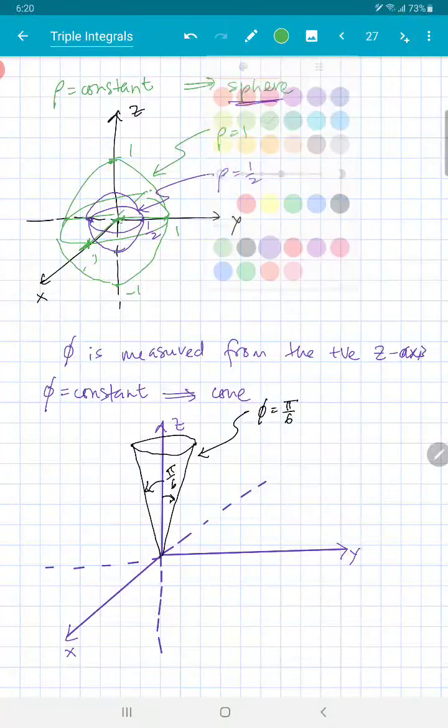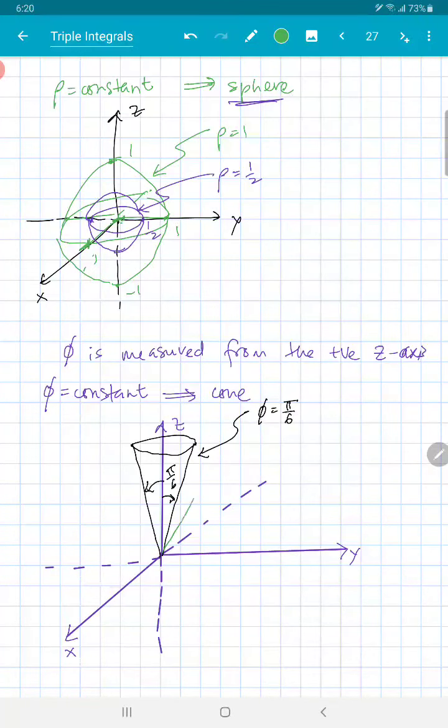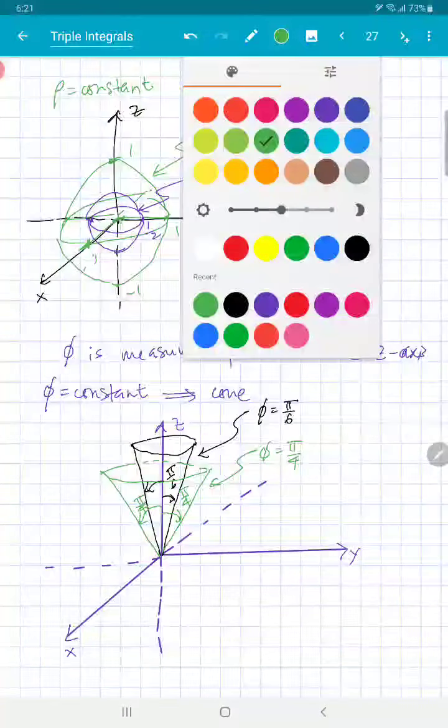Now let's say this angle here is pi over 4, or 45 degrees, and this angle is also pi over 4, and if you do that forward and backward and combine them together, then you have another cone. So this cone is phi equals pi over 4. Now for pi over 3 it will be a bigger cone.